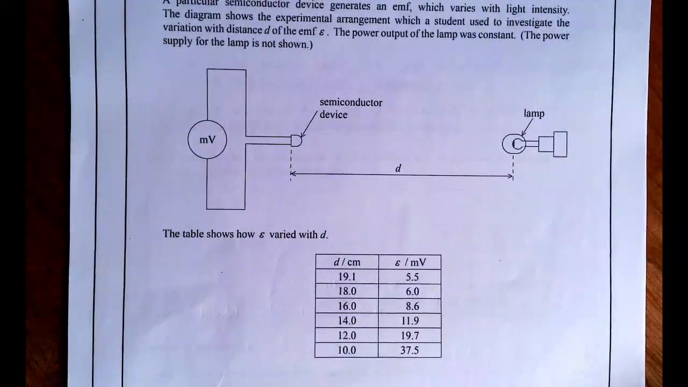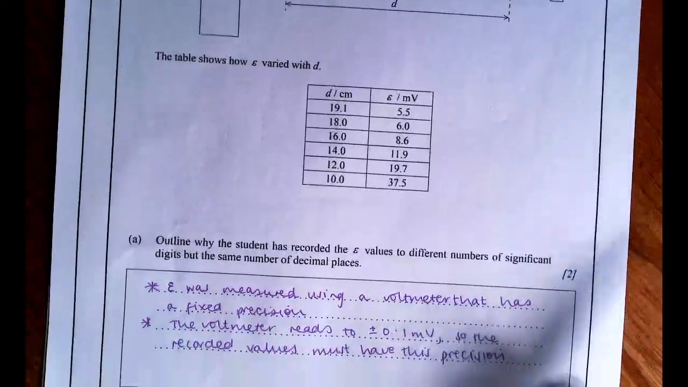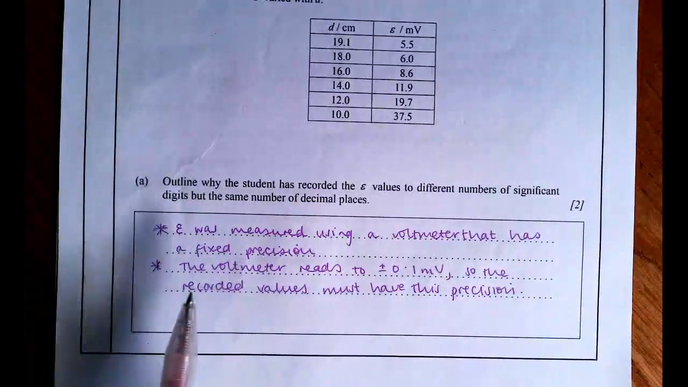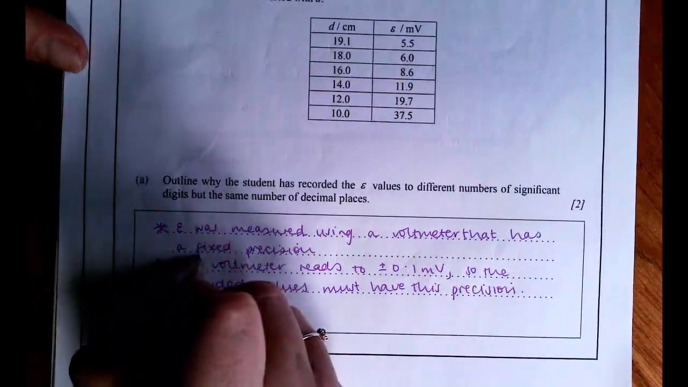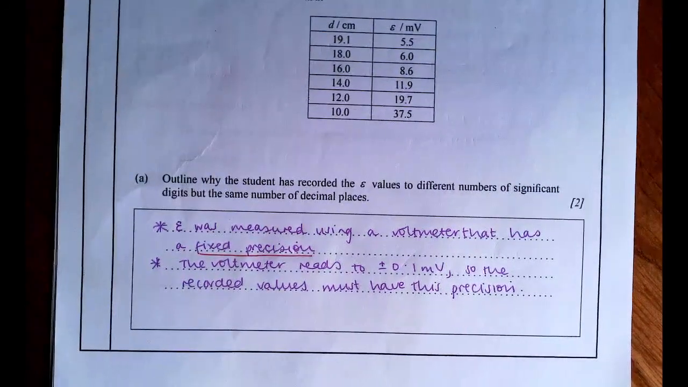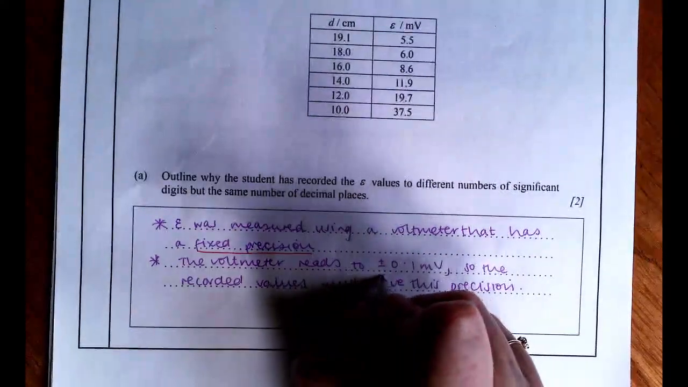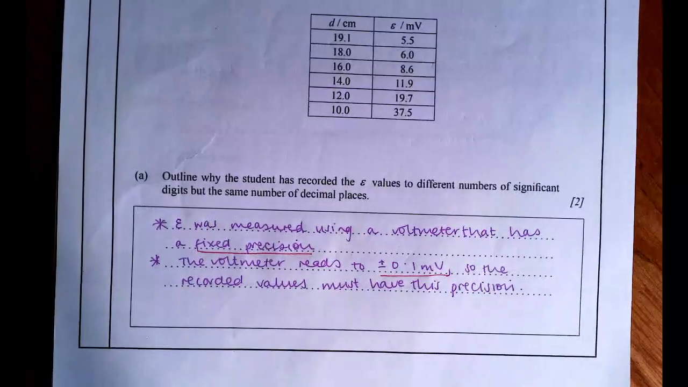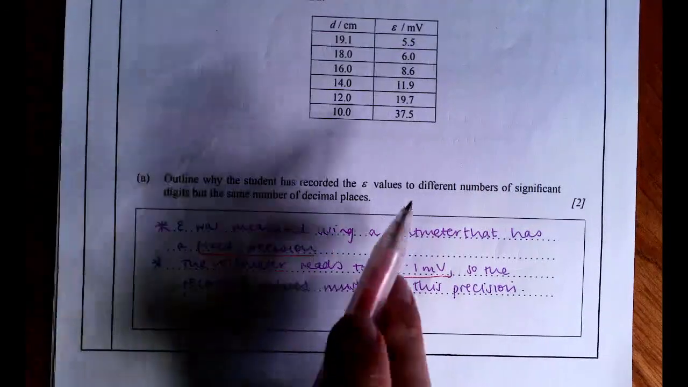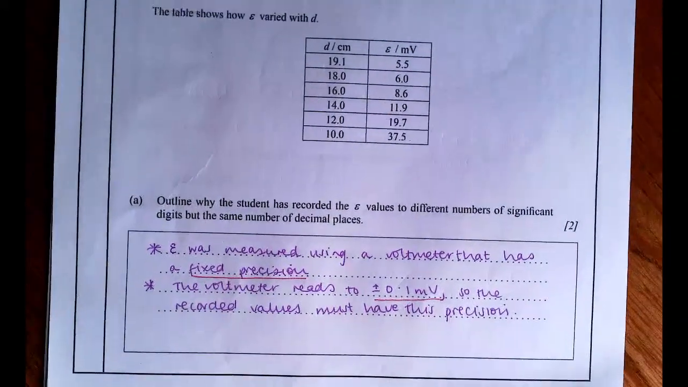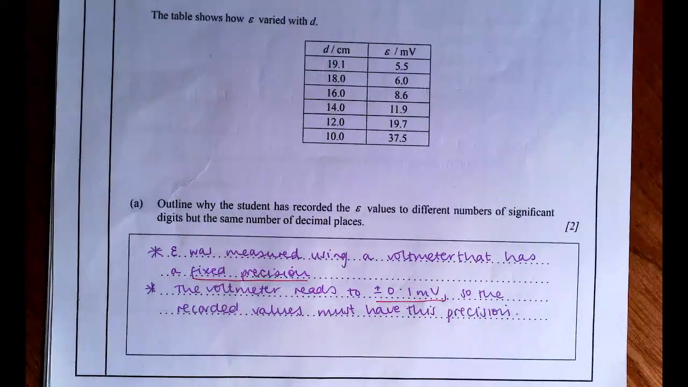So if you think about it, this voltmeter is always recording to the nearest 0.1 volts. Okay, so we say the EMF was measured using a voltmeter that has a fixed precision. Okay, so it's important to reference that. Because the voltmeter reads to plus or minus 0.1 millivolts, the recorded values in the table must have this precision, because that tells us something about the instrument and what we could measure to. So that's more important than keeping the number of significant figures consistent there.